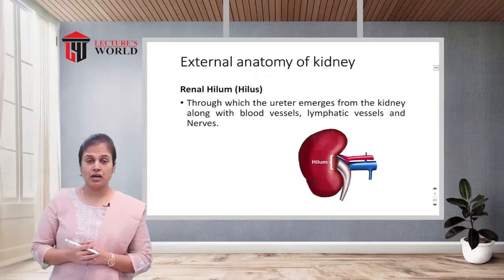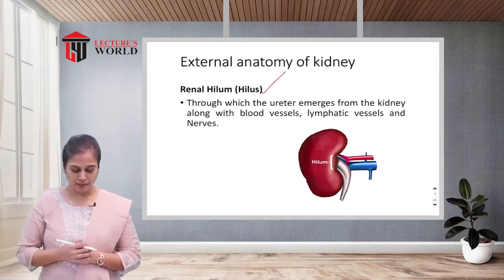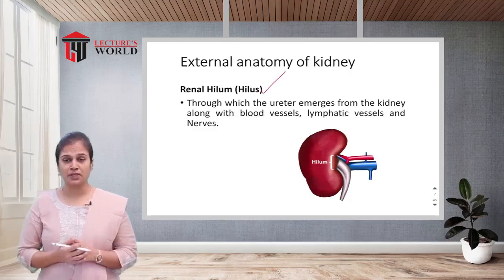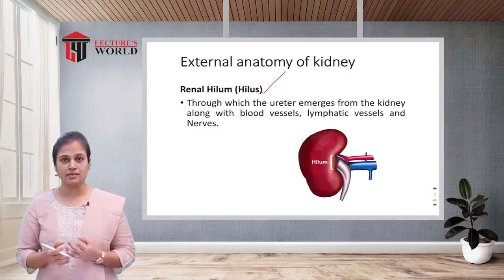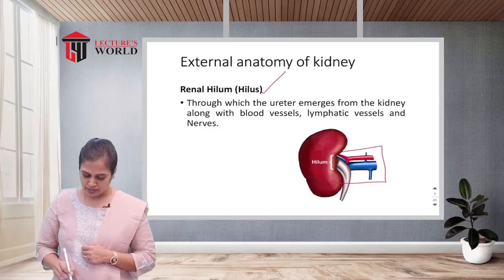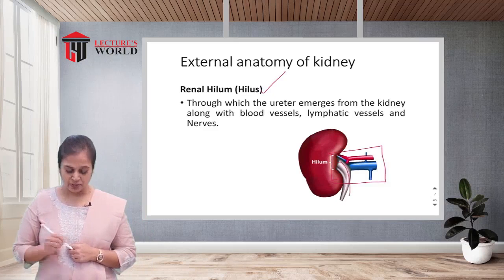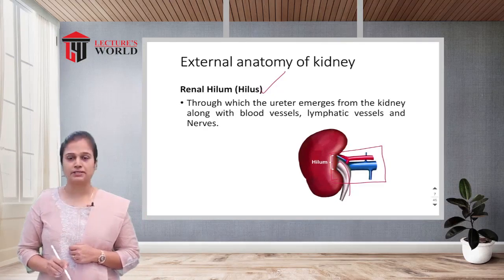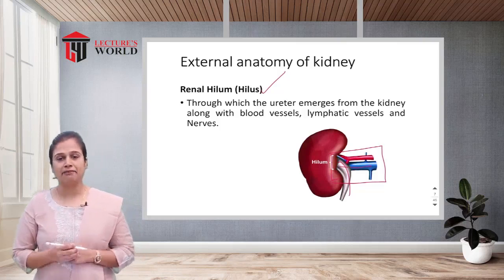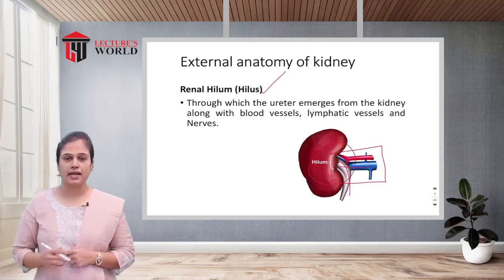In the external anatomy, there is a renal hilum. It is also called the renal hilus. Through the renal hilus, the ureter emerges from the kidney along with the blood vessels, lymphatic vessels and the nerves. So you can see in the image, this is the area from where the ureter emerges from the kidney. Along with the ureter, the artery, veins, nerves and lymphatic vessels emerge, and this portion is called the renal hilum.